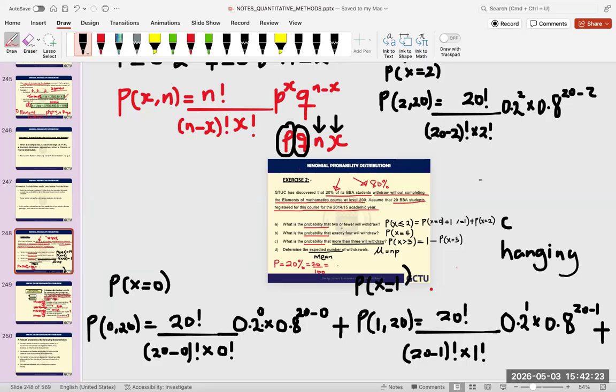0.2 to the power 0. Any number raised to the power 0 is 1. So the actual calculation you are doing is 0.8 raised to the power 20. That's what I'm waiting for.